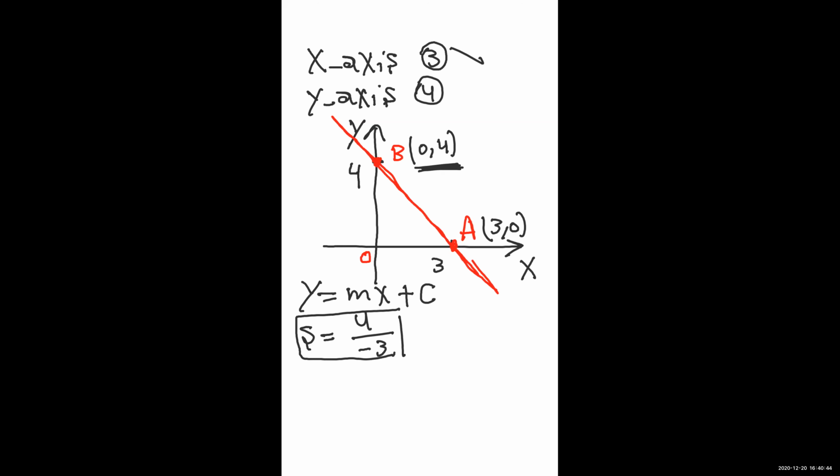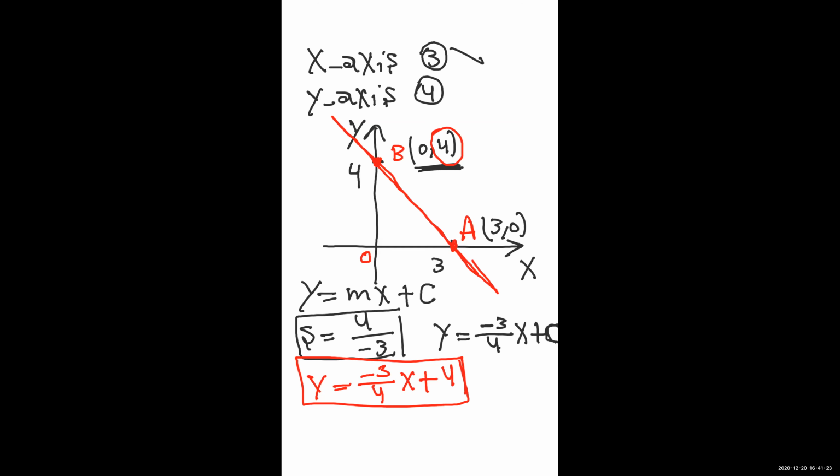Now the equation becomes like this. Y will equal negative 3 over 4 x plus c. Okay, now I want to get c. Actually, guys, I can get it directly from the point, I mean this one. So c equals 4. Now the equation becomes y equals negative 3 over 4 x plus 4. Are we clear till now?